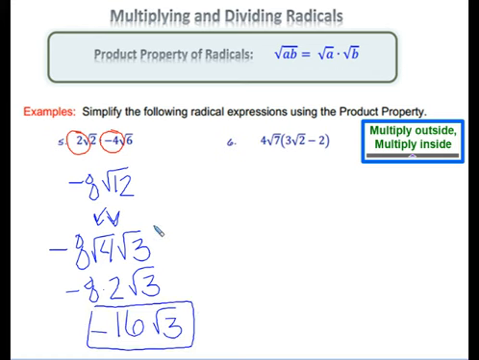Now I know some of us might be tempted to just leave that as our final answer, but we can't do that because the square root of 12 can actually be simplified. All right, so always check, make sure you can simplify those square roots.